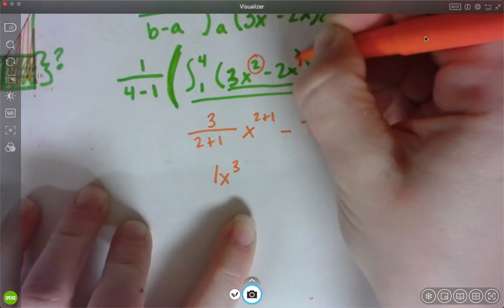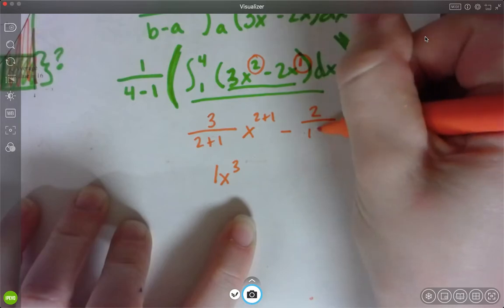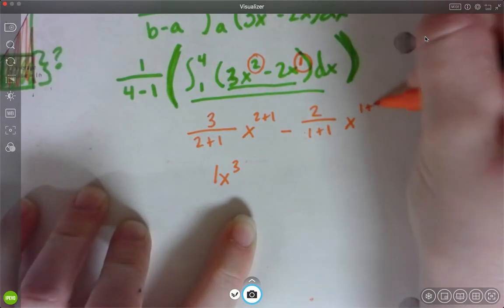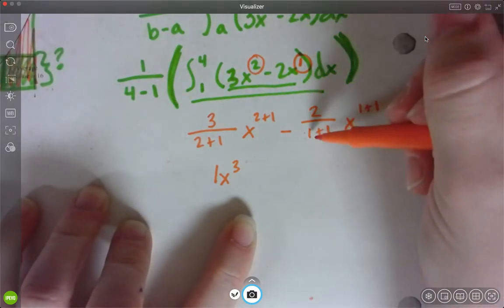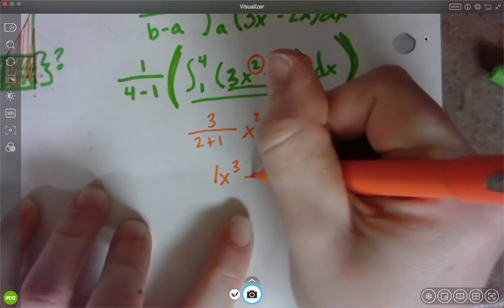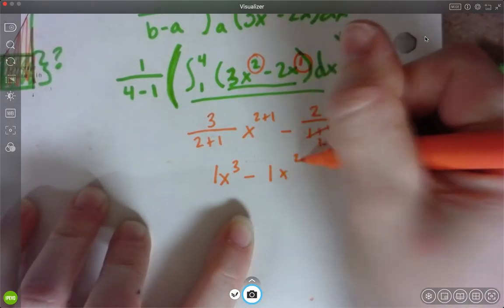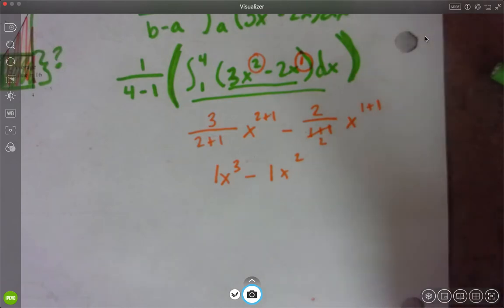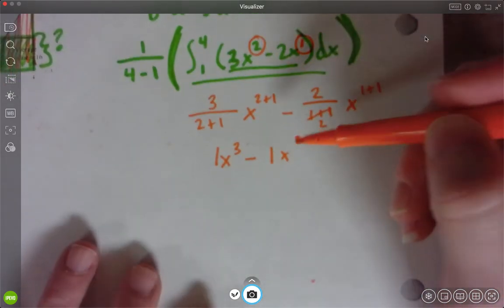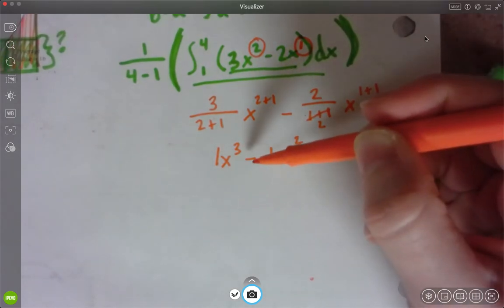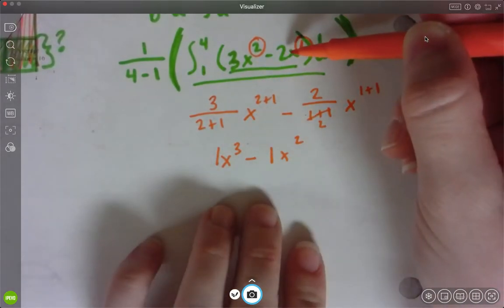Then I have minus 2 over n plus 1. n in this case is 1, so I have 1 plus 1, x to the 1 plus 1. So this is 2 over 2, or just 1x squared. You might be able to do that in your head, and that is totally fine. I just wrote out all the steps if you need to see that. Check real quick, negative 1x squared, is the derivative 2x? You betcha.